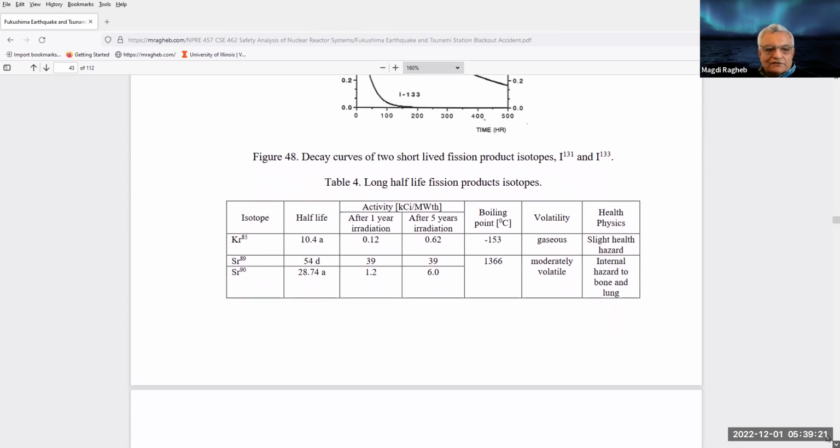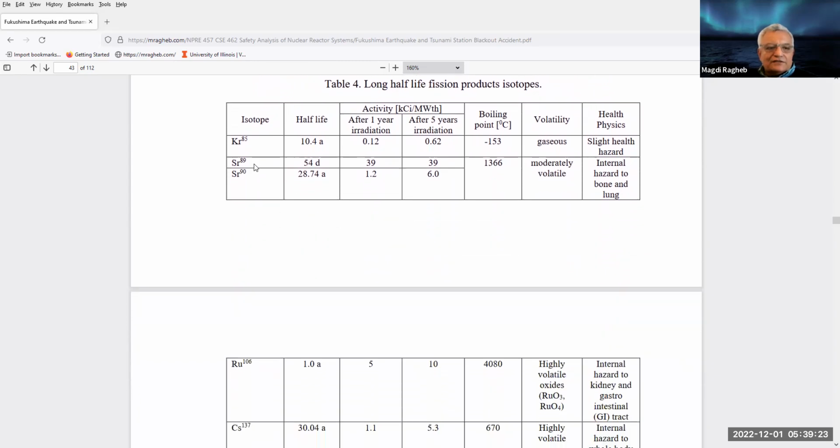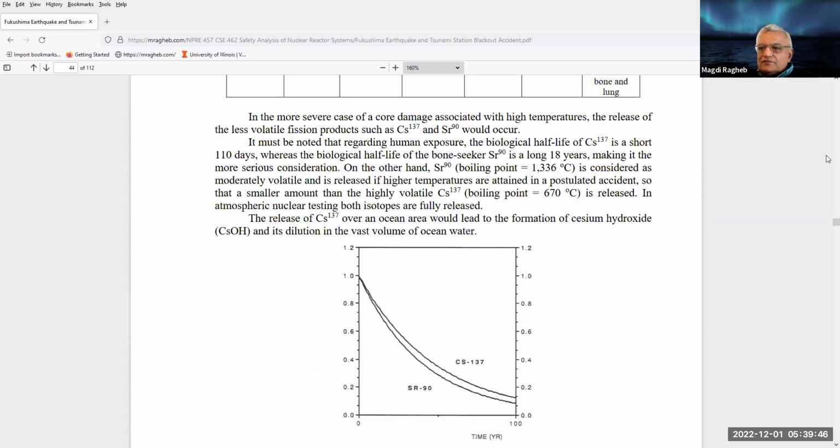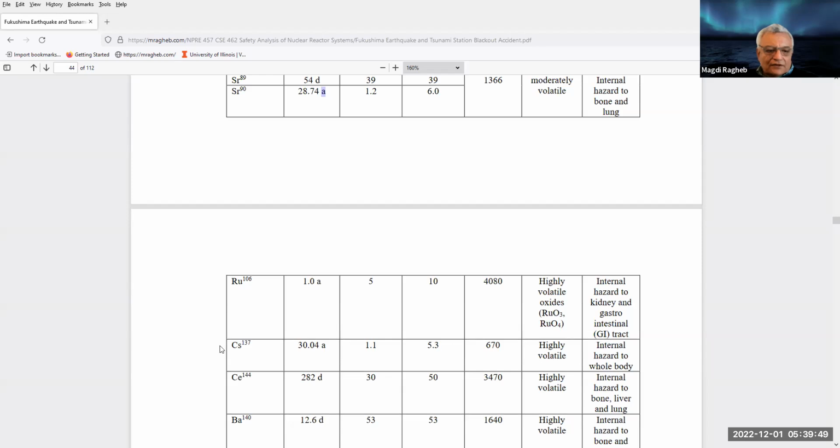However, we also released long-lived isotopes, strontium-90 and strontium-89. The concern is that strontium-90 has a 28 years half-life. A here is annum in Latin, so that's a year. And this is what gets into the human body and seeks the bones, because in the periodic table, strontium and calcium are basically in the same column, so they have similar chemical properties. And then we also worry about the cesium-137 that has a 30-year half-life. It has an internal hazard to the whole body.